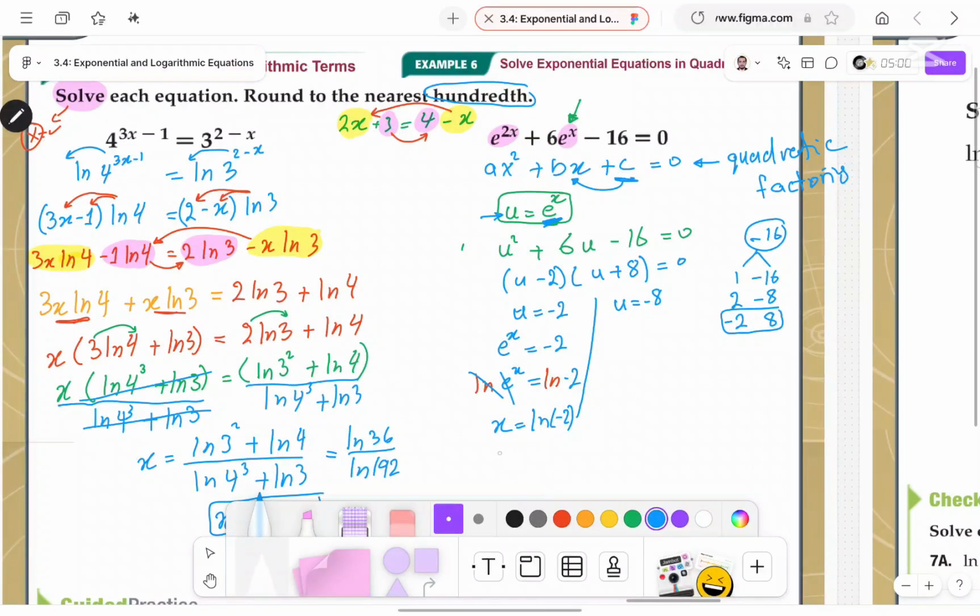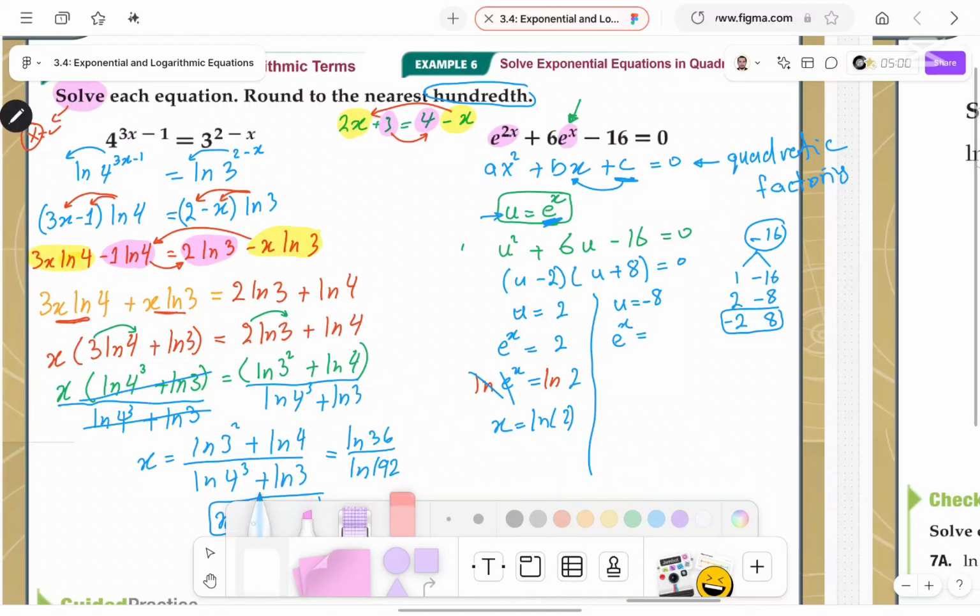We know that when I have a negative, it's an undefined answer. Now for the second one, let's do it. e to the power of x equals, sorry, this should be positive 8. Sorry, it's my bad. This one should be positive, not negative. So it's not undefined.